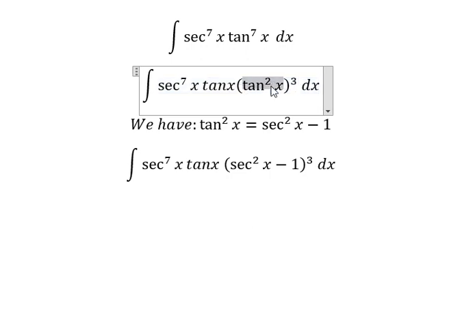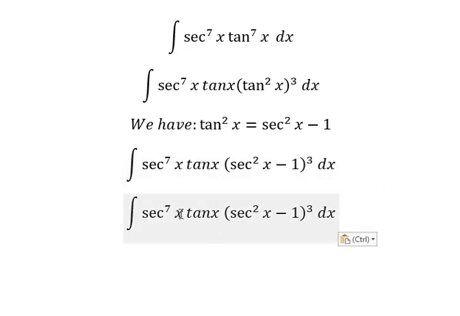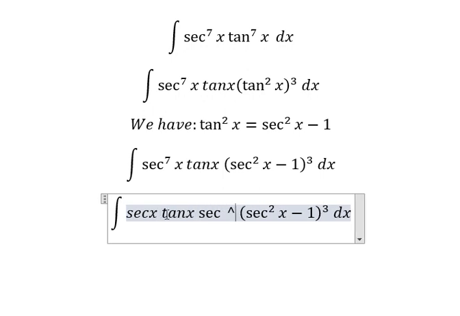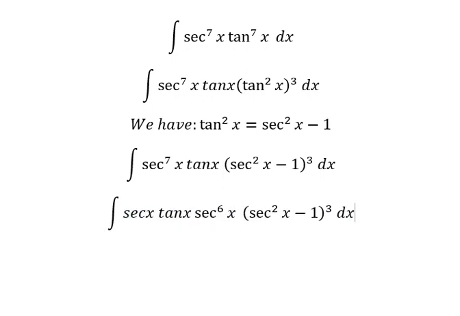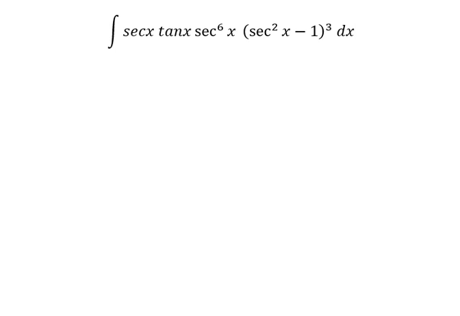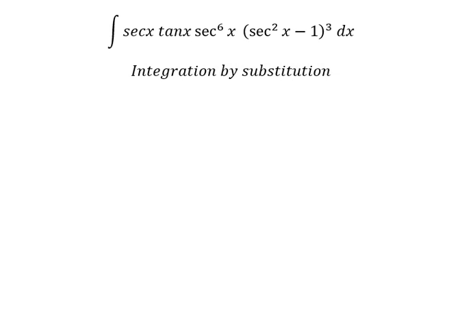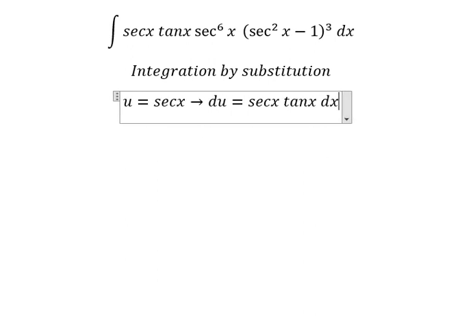And now we need to transform this one into this one. This one we can put secant of s and secant of s to the power of 6. Now we can use integration by substitution. So I will put u equal to secant of s. Later we take the first derivative of both sides, and we have du equal to secant of s tan s ds.